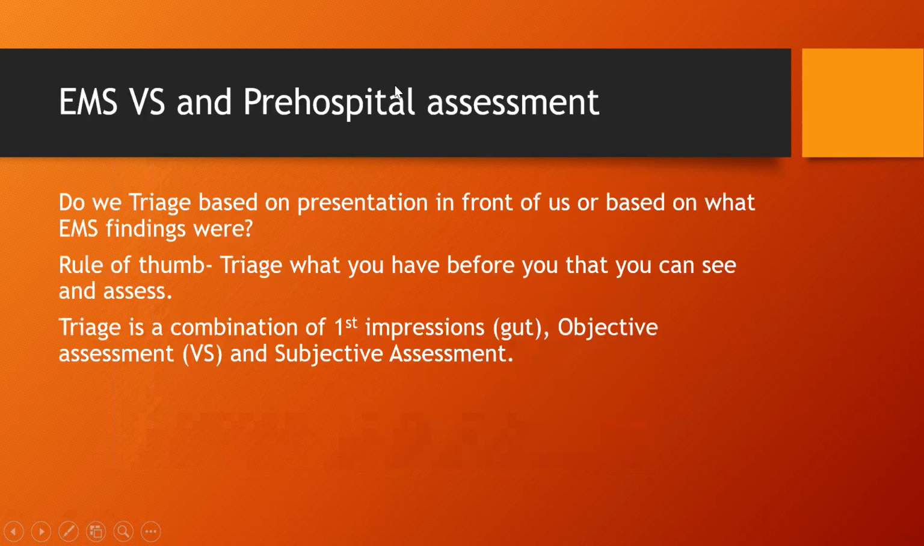The other thing, the question that keeps coming up, is about EMS vital signs and that pre-hospital assessment. So if we think about what our rule of thumb is with triage, you need to triage what you have before you. Triaging over the phone is actually a completely separate entity, and there's different protocols for triaging patients over the phone, and it's not CTAS. CTAS expects that you have the patient in front of you. You look at your objective, subjective assessment, and you obviously do that critical look and gut findings.